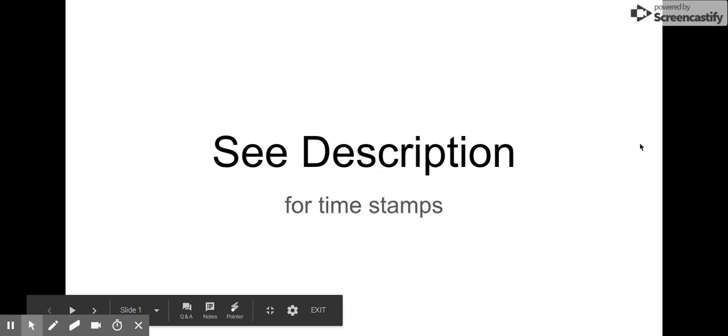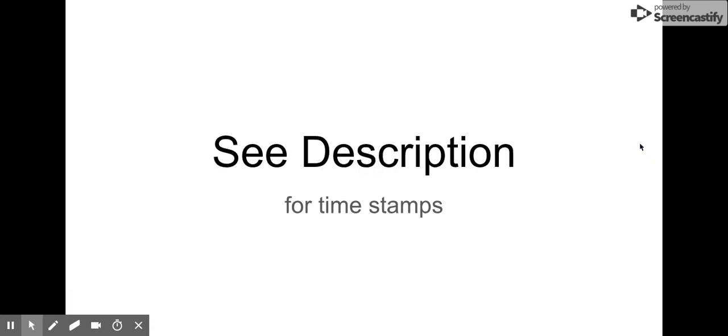Please see the descriptions for timestamps so you can go to the axis of symmetry that you're looking for. We're going to look at a horizontal axis of symmetry, vertical axis of symmetry, and also diagonal axes of symmetry. So let's start with the horizontal axis of symmetry.